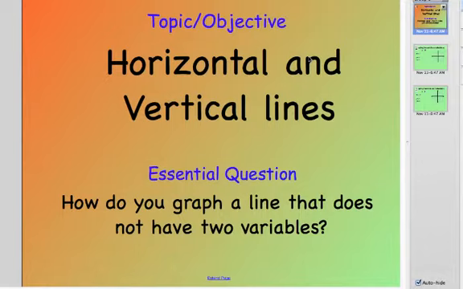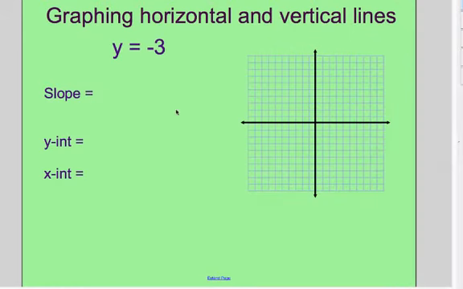And how do you graph a line that doesn't have two variables in it? This is one of the things that's weird about this: the equation doesn't have two variables in it. When you have horizontal and vertical lines, you only have one of the two variables. So let's take a look at how this works. All right, graphing horizontal and vertical lines.